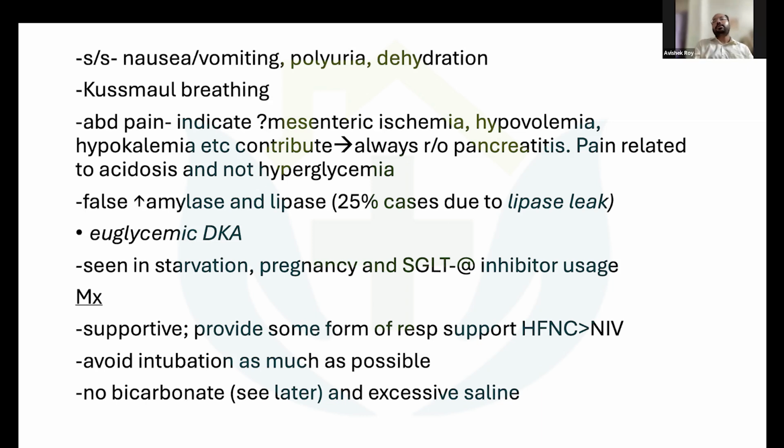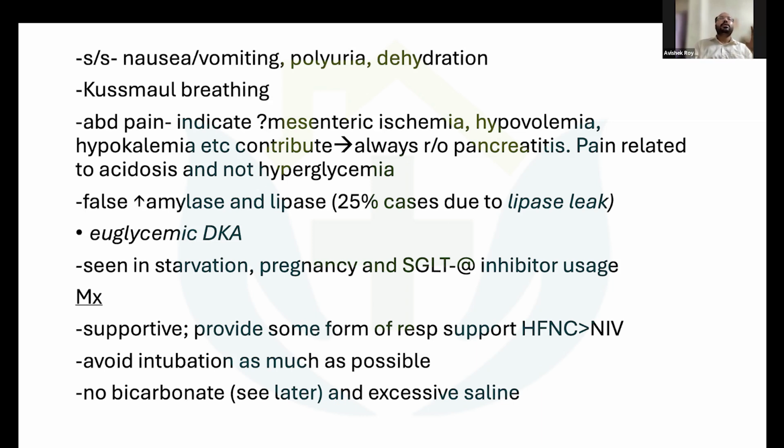Avoid intubation as much as possible, because the most common mistake we make is this: DKA patients compensate naturally by virtue of hyperventilation, with minute ventilation in the range of 15 to 20 liters. We put the patient on a ventilator and keep minute ventilation at 8 to 10 liters. You induce a state of combined metabolic and respiratory acidosis, landing up in cardiac arrest. So do not try to avoid intubation.